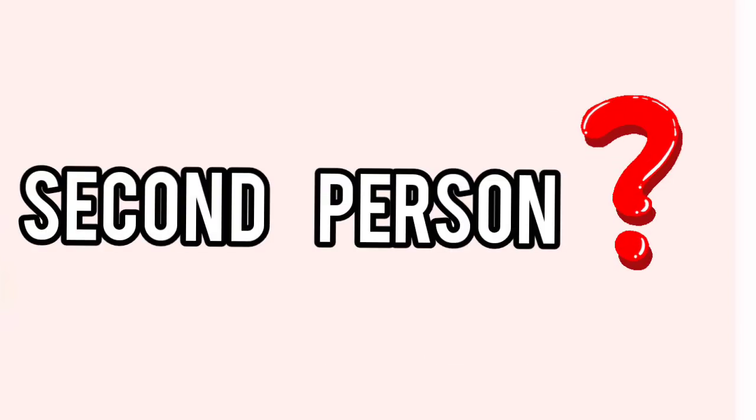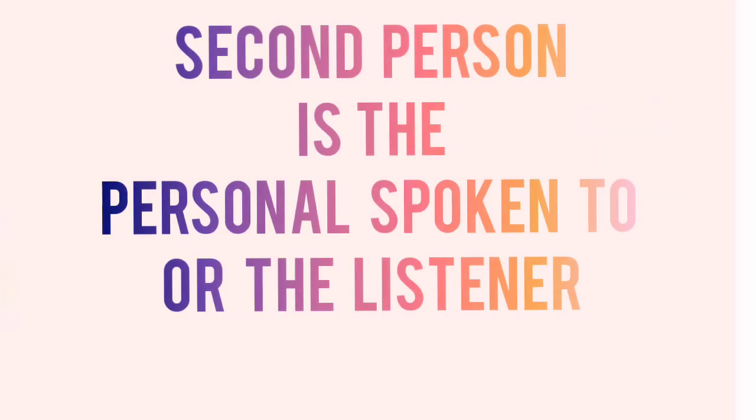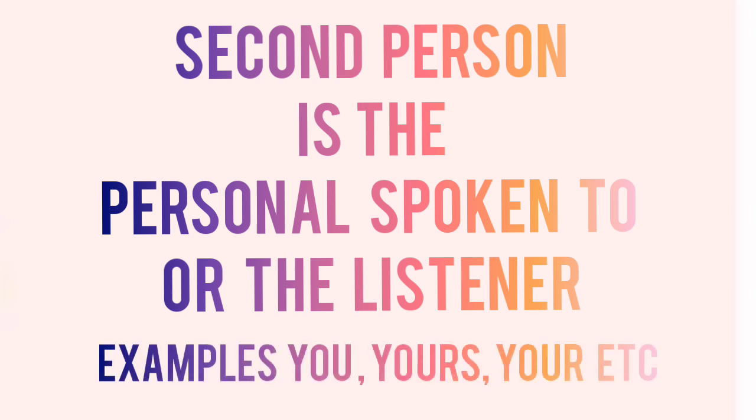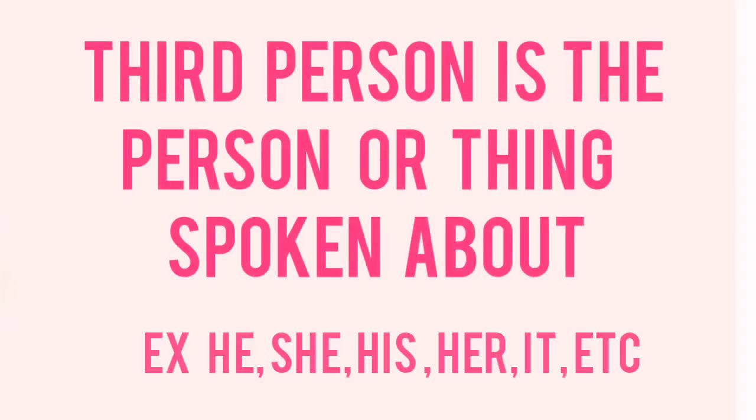The second category of personal pronoun is second person. A second person pronoun refers to the person being spoken to. Examples include you, your, yours. Now the third category, that is third person. A third person pronoun refers to the person being spoken of, that is he, she or it.